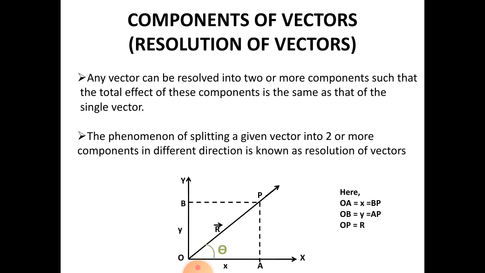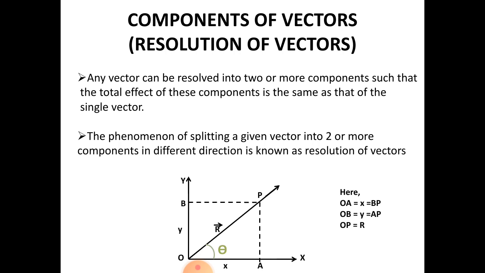Then we see the components of vectors. This is also known as resolution of vectors. Here, any vector can be resolved into two or more components such that the total effect of these components is the same as that of the single vector. So the phenomenon of splitting a given vector into two or more components in different directions is known as resolution of vectors or components of vectors.